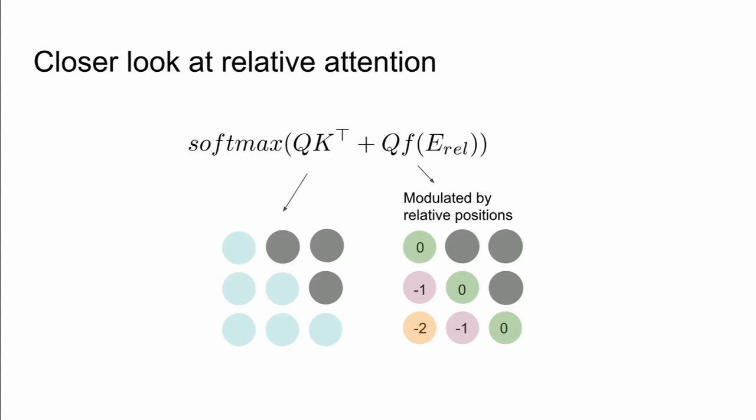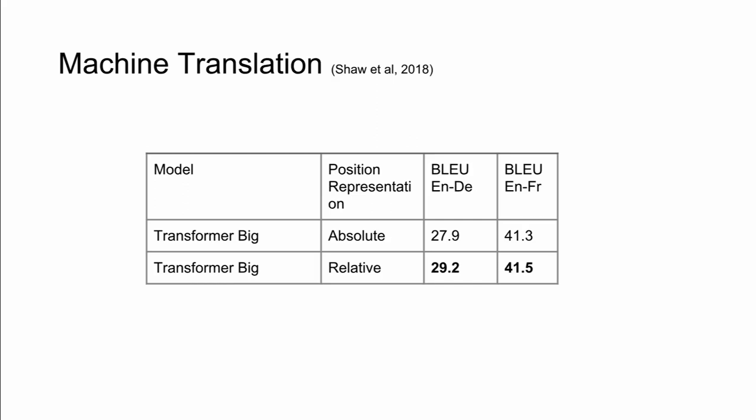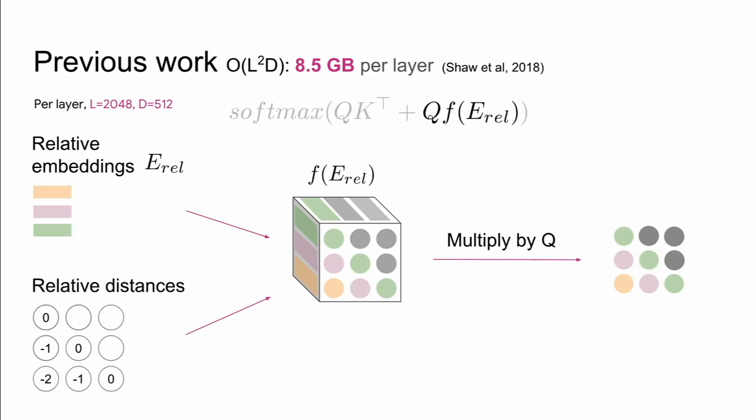In translation, this has shown a lot of improvement, for example in English to German translation. But in translation, the sequences are usually quite short. It's only sentence-to-sentence translation, maybe 50 words or 100 words. But the music samples that you've heard are in the range of 2,000 time steps, so 2,000 tokens need to fit in memory. This was a problem because the original formulation relied on building a 3D tensor that's very large in memory.